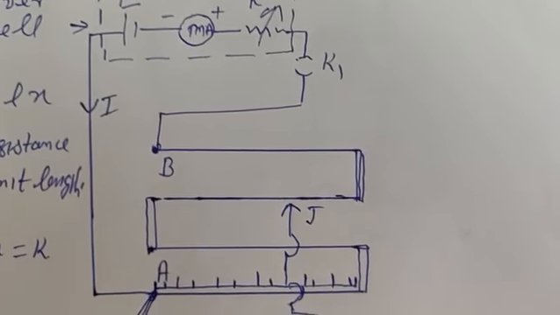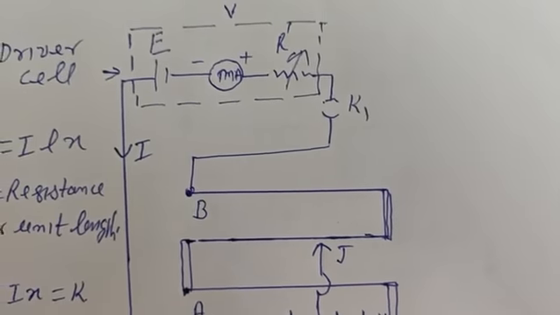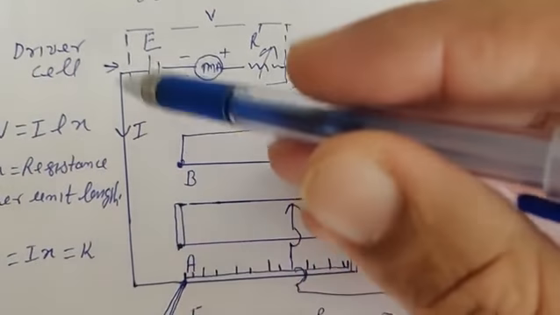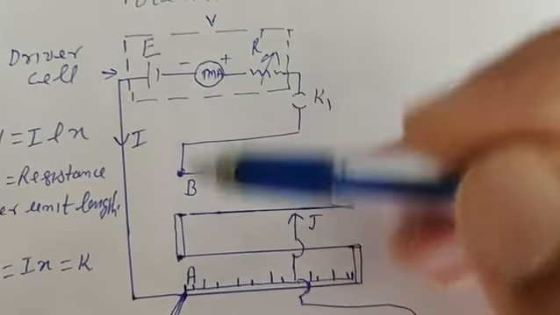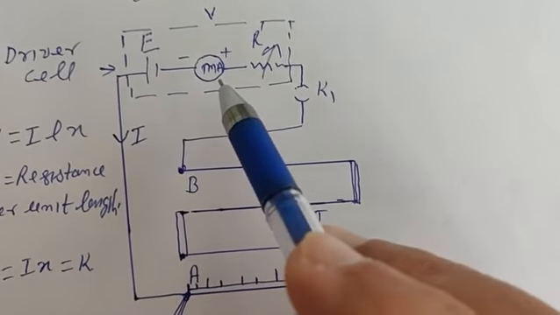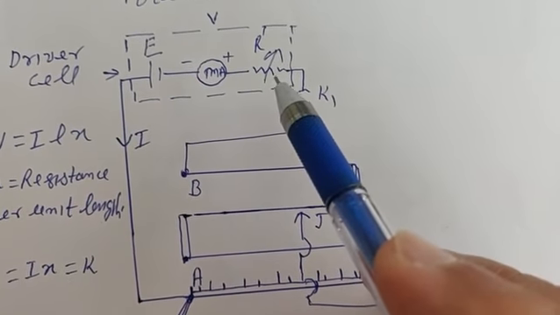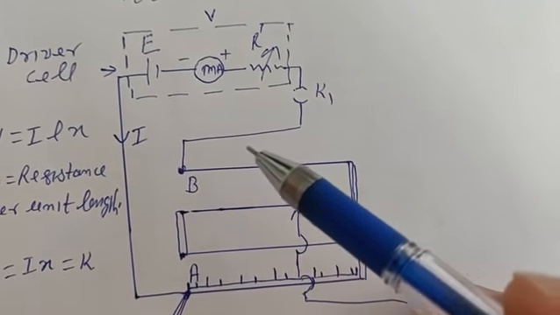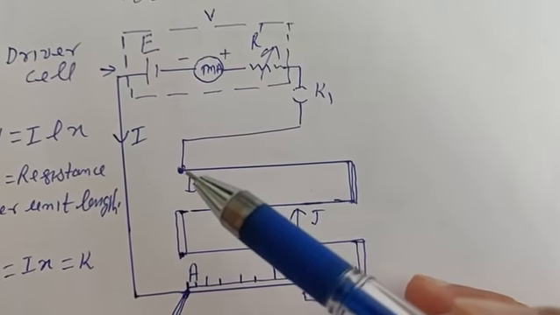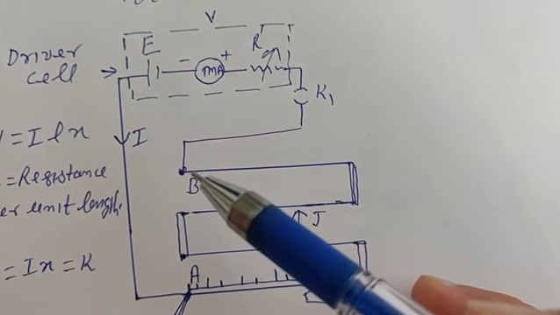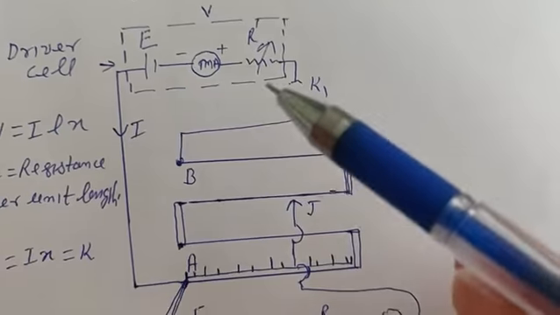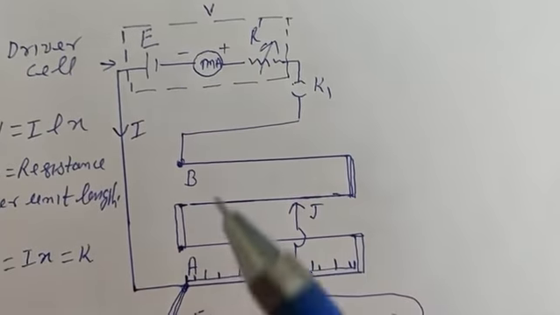Now for the circuit, point A is connected to the supply E, battery E. Point A is connected to the positive terminal of E. After that, a milliampere meter, then a rheostat, variable resistor. After that, K1 key, and it is connected to the second end of the potentiometer, B. This circuit diagram will remain the same in each case.